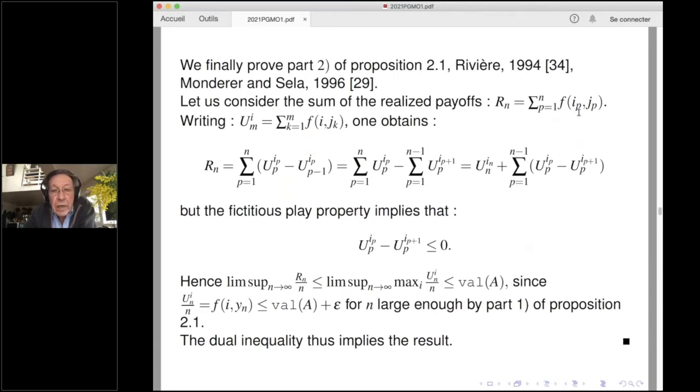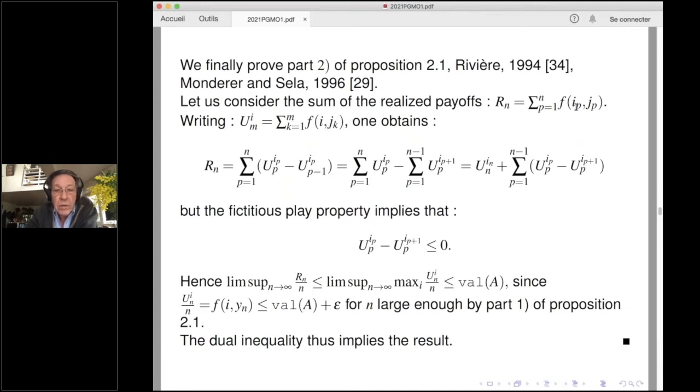Okay. So at stage p, we are in discrete time, player one plays y_p, player two plays j_p. What can you say? y_p is the best reply to what player two was playing in the past. j_p is a best reply of player two to what player one was doing in the past. So what can you say about this term? Well, what is nice is you will write U_i^m to be what player two got in the past.